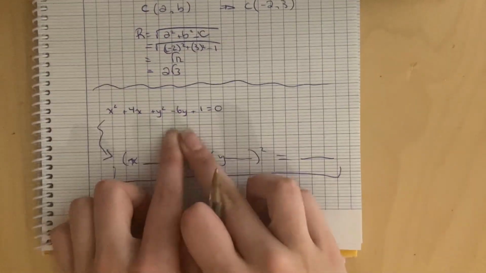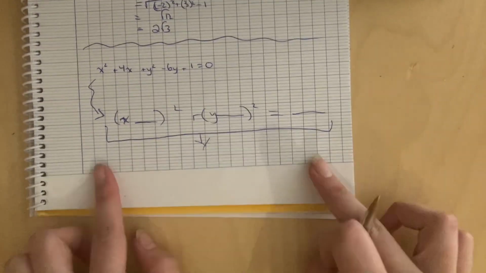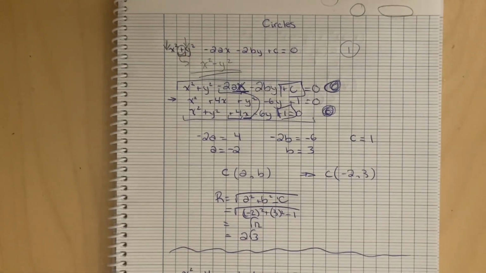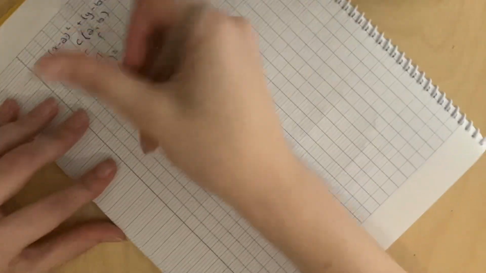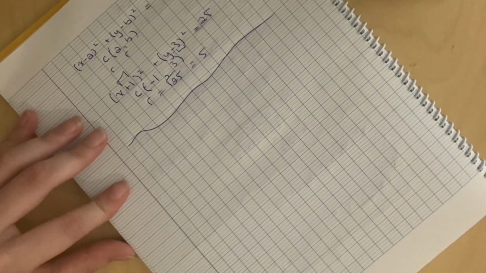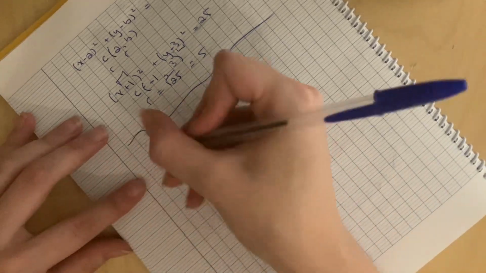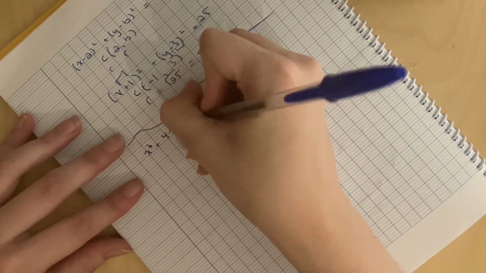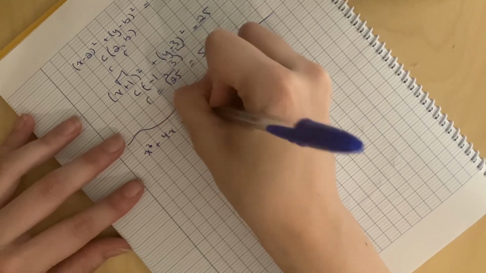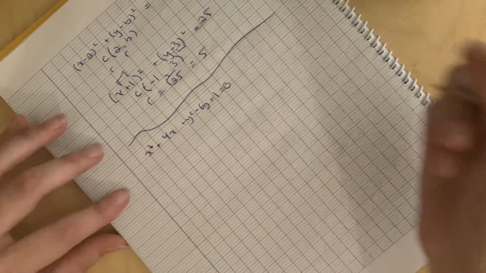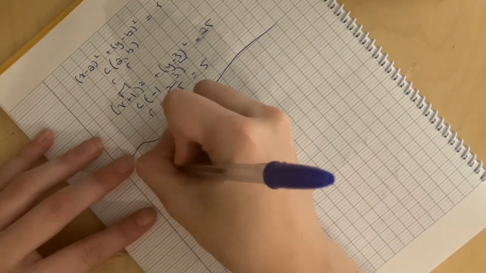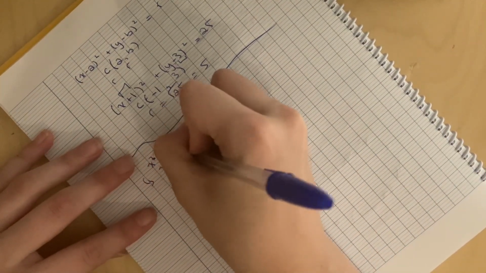and try to transform it into this form so that we can take the center and the radius from it. Let me just write that out. Let's see, what was it? x squared plus 4x plus y squared minus 6y plus 1 equals 0. So we can then solve it by completing the square to get x squared plus 4x.